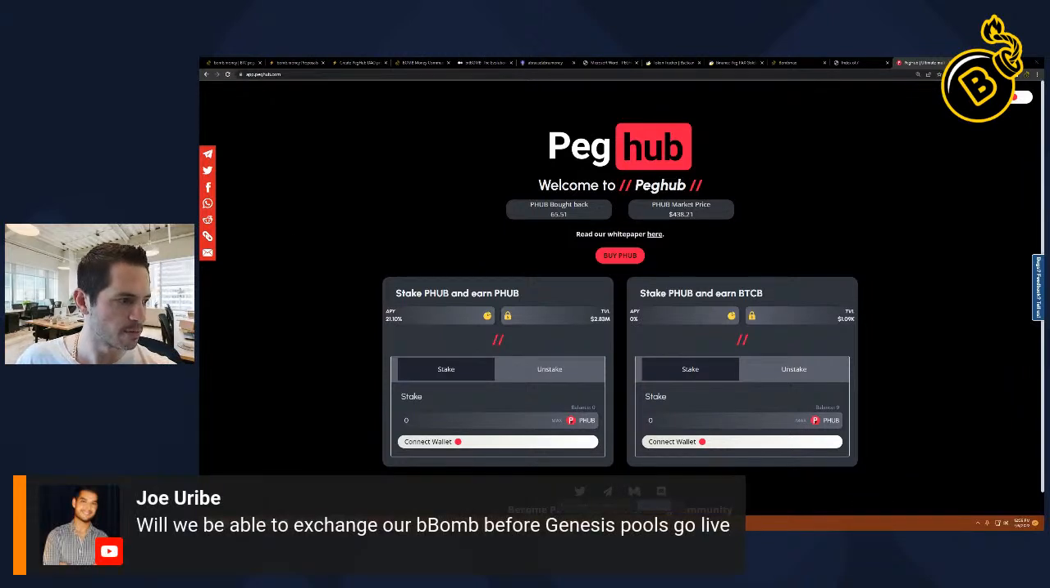Will we be able to exchange our BBOMB before Genesis pools go live? Okay, so I think you mean bonds. Correct me if I'm wrong, but I think you mean the B bonds. We're going to treat B bonds the exact same as BOMB for the swap. Anyone that had faith in BOMB and got those B bonds will be able to use them just the same as BOMB, because we definitely don't want to leave behind our B bond holders. You guys had faith in us and the protocol, so we want to make sure that you're whole.